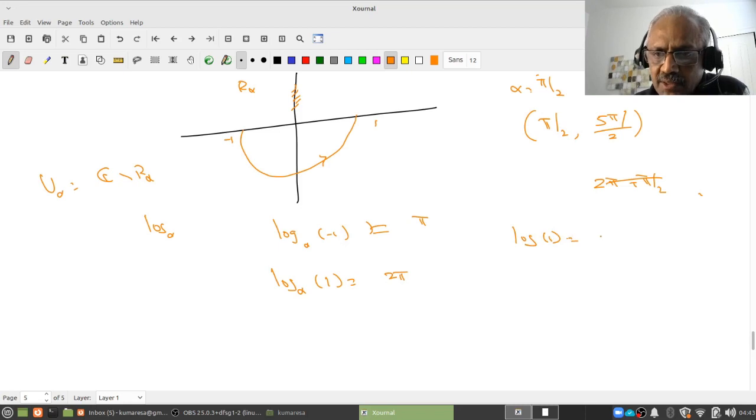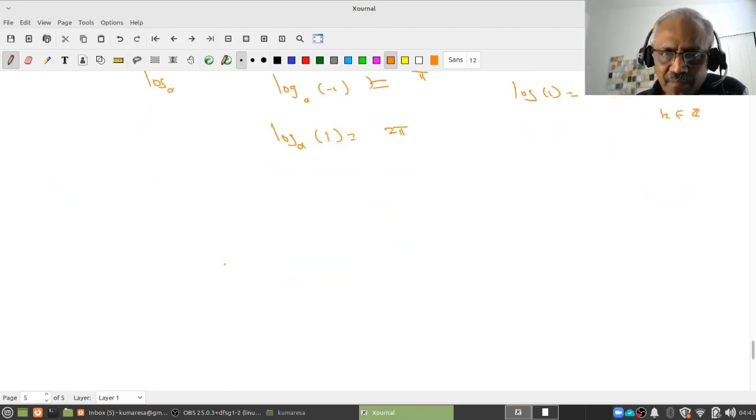Remember, what are all the possible logarithms of 1? That will be 0 plus 2k pi I, where k is an integer. Therefore I have to choose k so that this lies within this interval. Therefore it has to be this only. Do you understand this? There is no hanky panky.